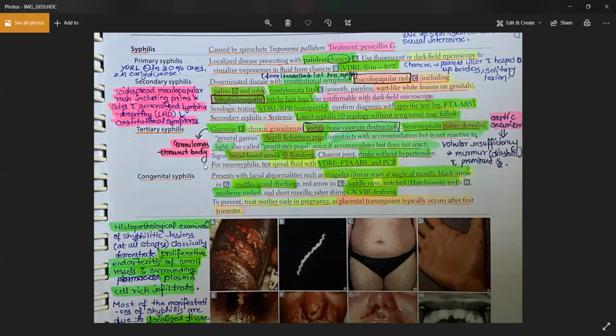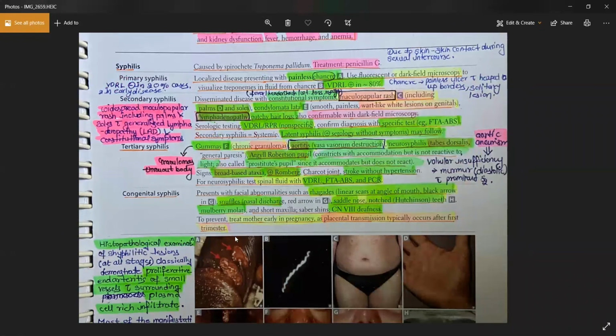So for primary syphilis, they can ask you, how does a person acquire syphilis? It is by sexual contact. Okay, it is a sexually transmitted disease. Very important. In primary syphilis, you will get a painless chancre. As you can see, this is a very painless ulcer. Very important, painless ulcer.